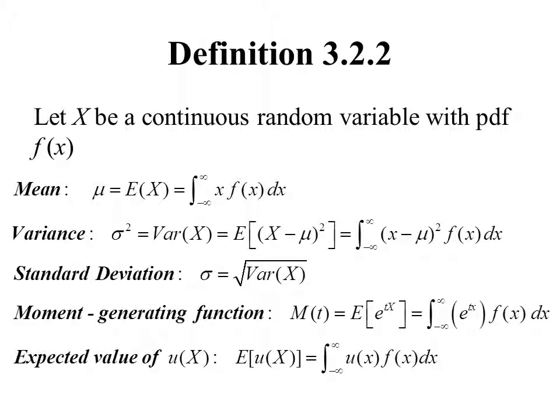So you see that these terms are all very similar, all identical to what we used with discrete random variables. Their notations are the same. Their definitions are very similar. The only difference is that with continuous random variables we integrate, whereas with discrete random variables we add.